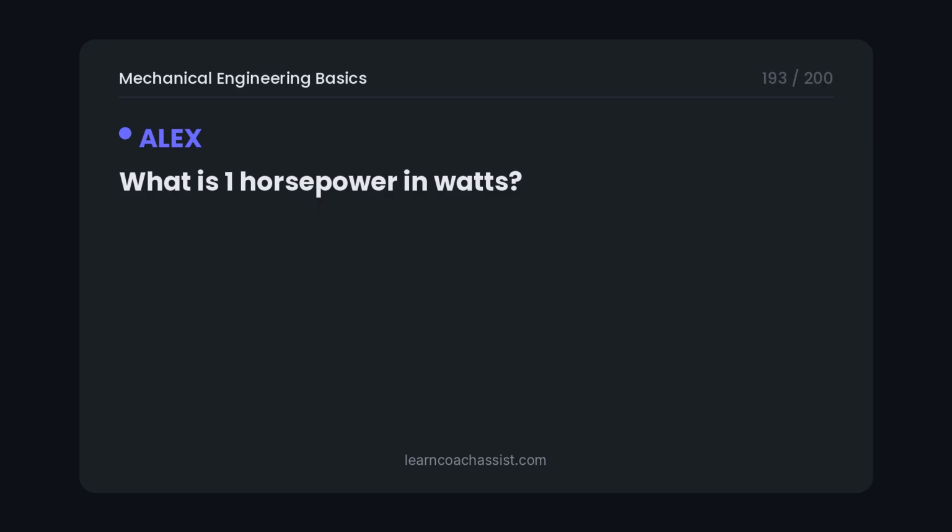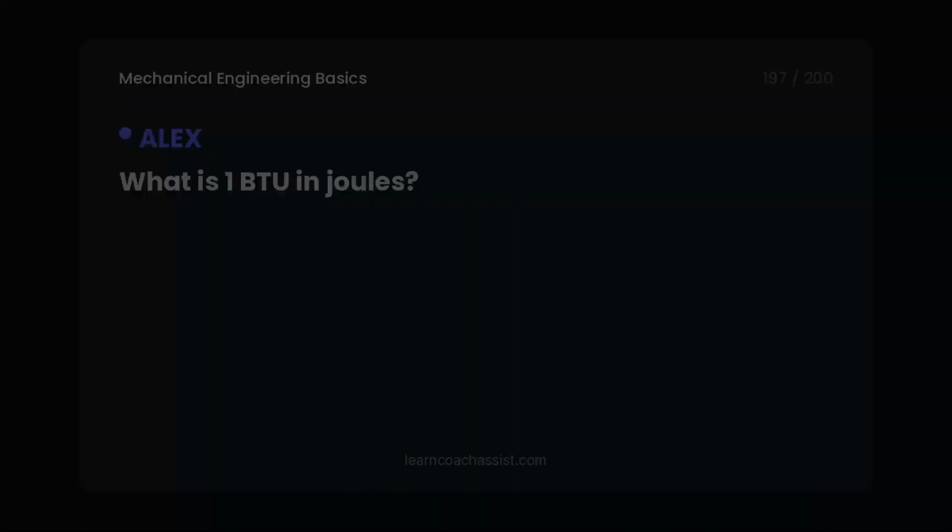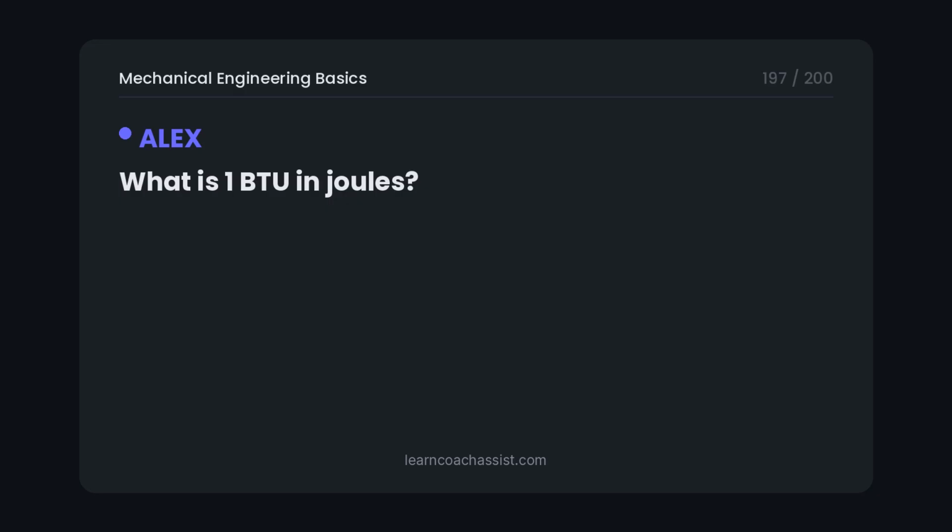What is 1 horsepower in watts? 1 horsepower is almost equal to 745.7 W. How do you convert Celsius to Kelvin? K = degrees C + 273.15. What is 1 BTU in joules? 1 BTU is almost equal to 1055.06 J. What is 1 atmosphere in pascals? 1 atm equals 101,325 pascals.